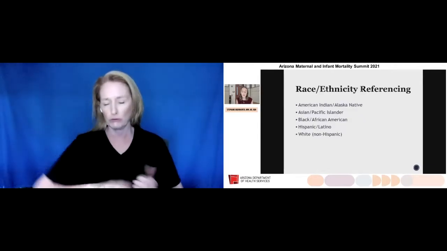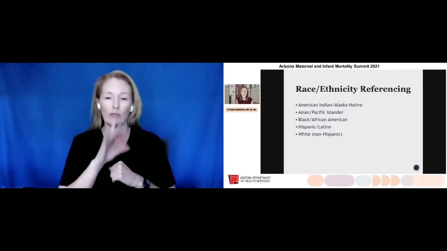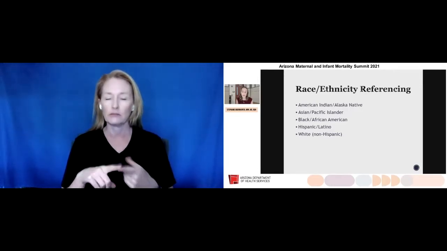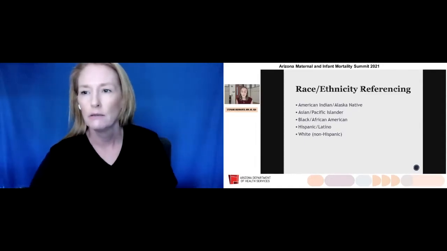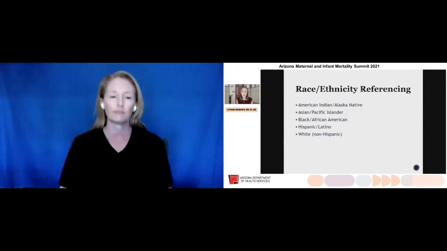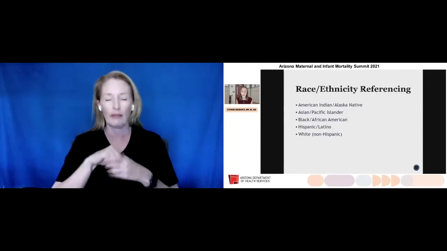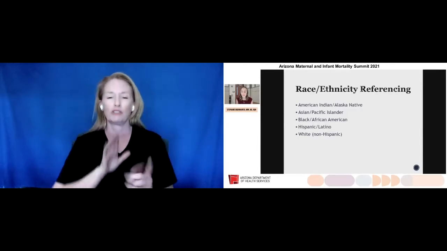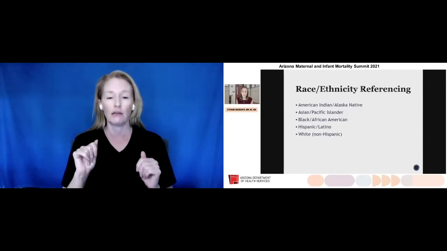So throughout this presentation, you'll hear me refer to the following 5 race and ethnicity groups as presented on this slide. And this is the terminology that the Arizona Department of Health Services Bureau of Public Health Statistics uses when they publish their Arizona population health data on an annual basis. And since all data from this presentation comes from this bureau, I will follow their terminology.